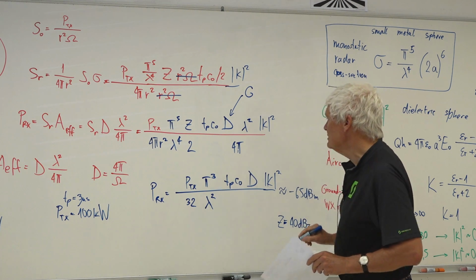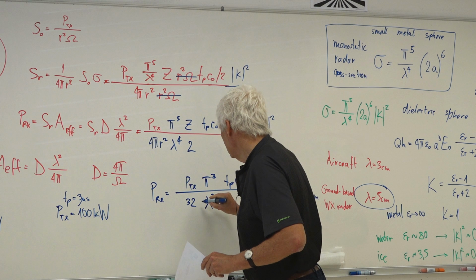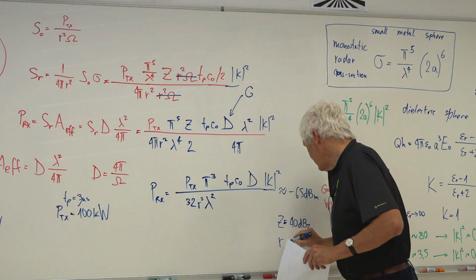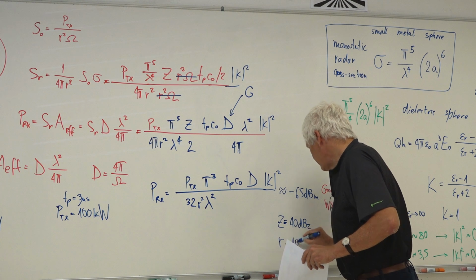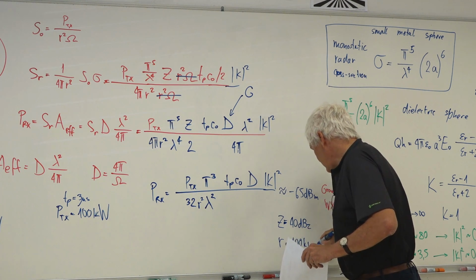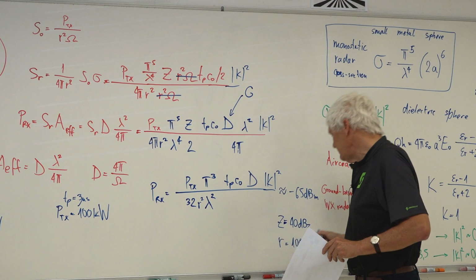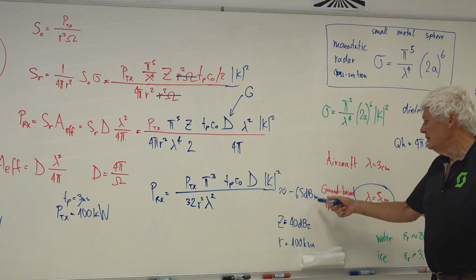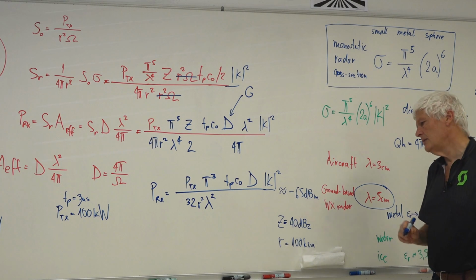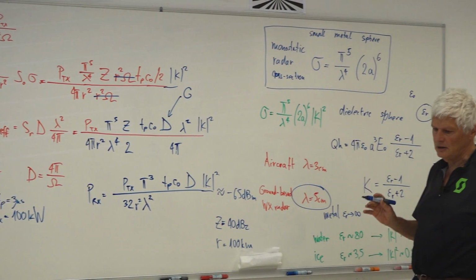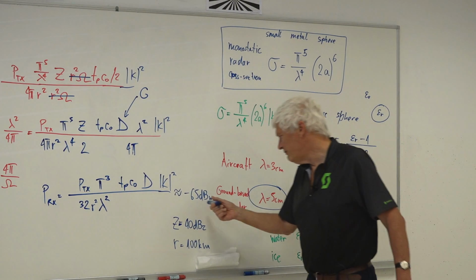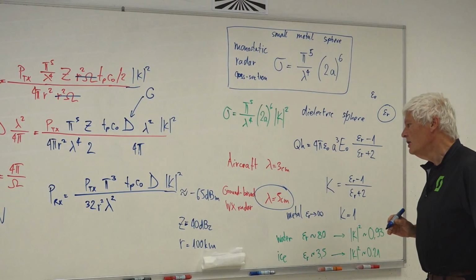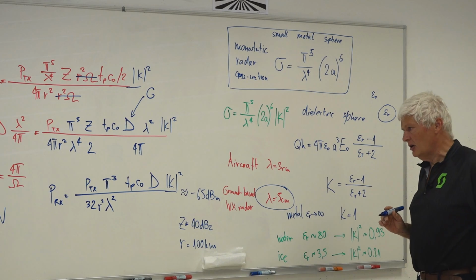At a distance, yes, I forgot to write here distance. R squared is missing here. For a distance R of 100 kilometers. A range, so at 100 kilometer range, typical rain, 40 dBZ. This minus 65 dBm is quite a strong signal. For a radio, your Wi-Fi equipment will work fine with minus 65 dBm. So we get a pretty strong signal.